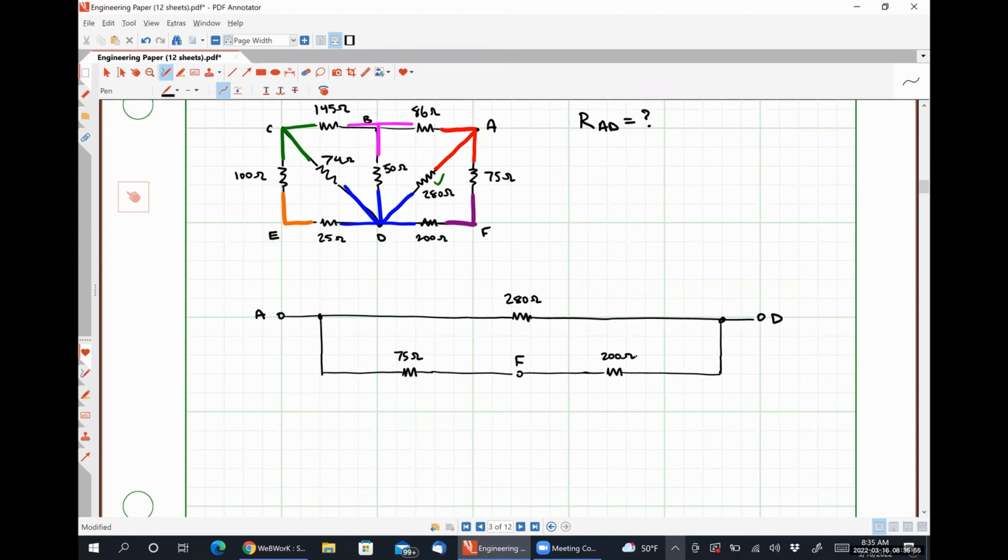Are we all okay with that? Again, I'm just going to put a little check mark by my 75 ohm and my 200 ohm to remind myself that I don't need to include these in my drawing anymore because they're already in it. Now, a different path is I could go from A to B to D. So I'm going to put B here, also in the middle. To go from A to B, I would go through the 86 ohm resistor, and to go from B to D directly, I would go through the 50 ohm resistor.